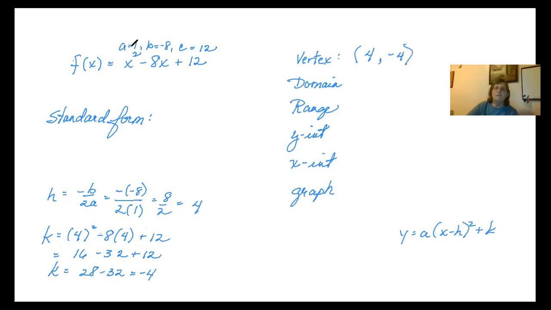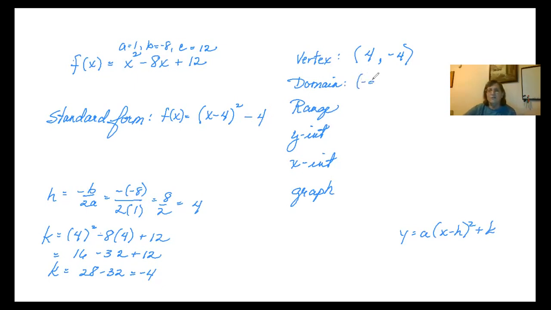A is 1 under any circumstances. So the standard form here is f of x equals 1 times (x minus 4) squared minus 4. Remember, change the first sign, keep the second. So they want you to do this first and then find the vertex, but I promise you it's easier to find the vertex and then do this.